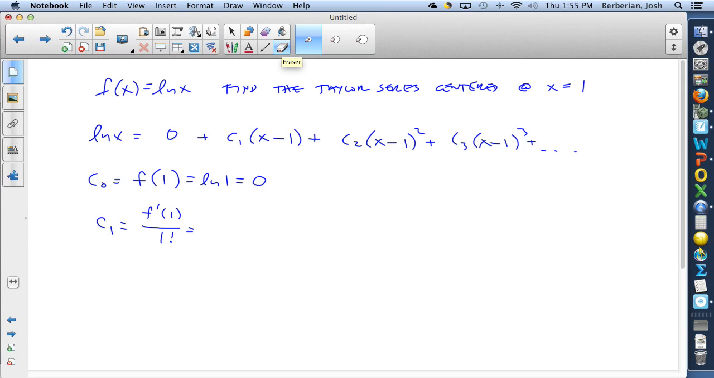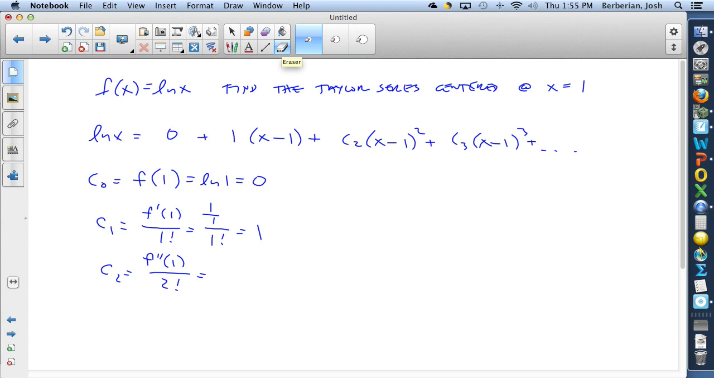Now, the first coefficient is f prime at 1 over 1 factorial. So I have to be able to take the first derivative of the function. First derivative of ln of x? 1 over x. So in this case, it's going to be 1 over 1 factorial, which is equal to 1. So I have my first two coefficients. Second coefficient, the rule says that's the second derivative at 1 over 2 factorial.